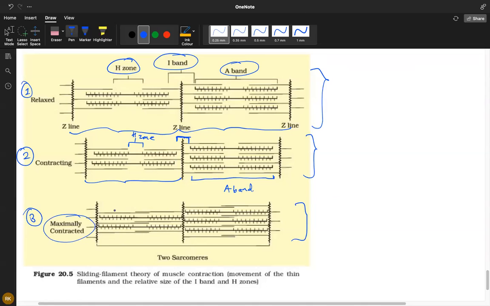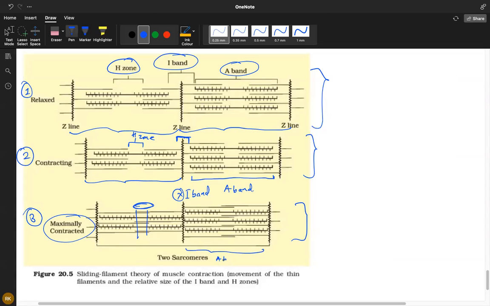The I band has completely disappeared. And the H zone is also disappeared. The actin are overlapping, so the H zone is not there. Instead, there is an overlapping of the actin. And the Z lines are also almost touching the myosin. Exactly. But what happens to the A band? The A band remains the same.